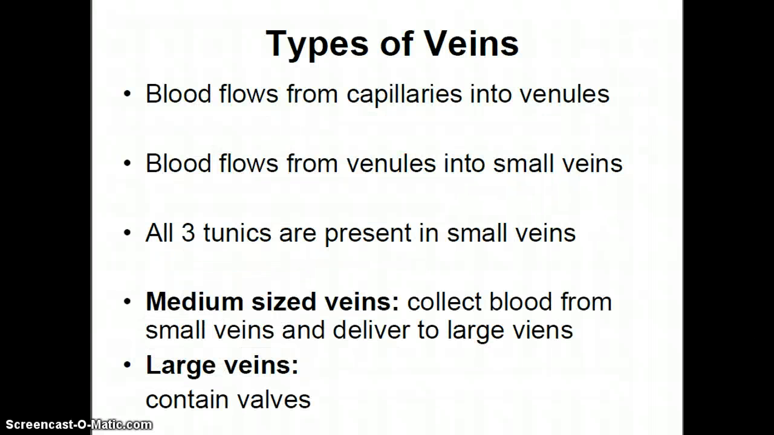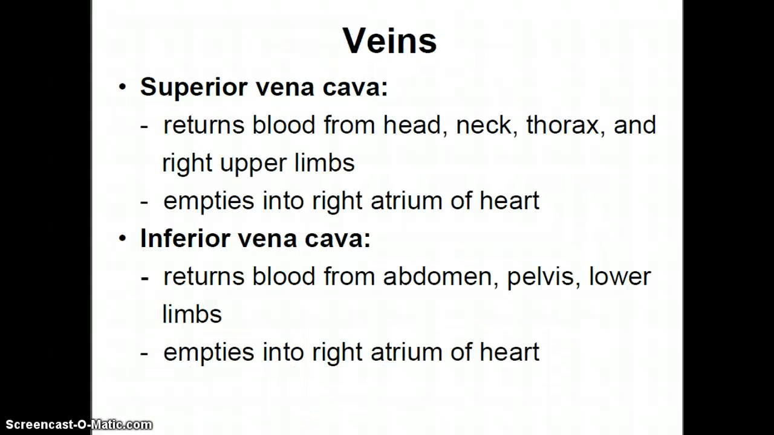Now, veins. As you saw, blood flows from capillaries into venules. There are all three tunics present in small veins. Medium-sized veins collect blood from small veins to deliver to larger veins, and the large veins contain valves to prevent the backflow of blood. And I see another typo in one of the veins, the spelling of one of the veins.